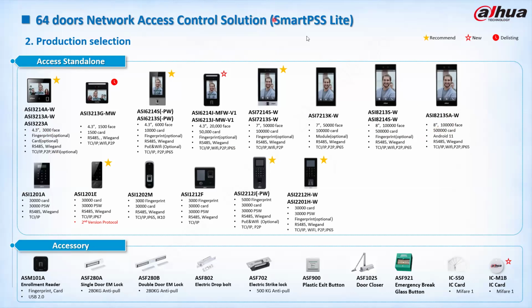So this is one big device with a powerful ability of retaining all those records in one device. Then for the accessories, for the readers which can be combined with this, we have these devices. The accessories are listed at the bottom here. We have the enrollment readers, the locks, exit buttons, emergency break-glass buttons, door closers, and the Mifare cards.